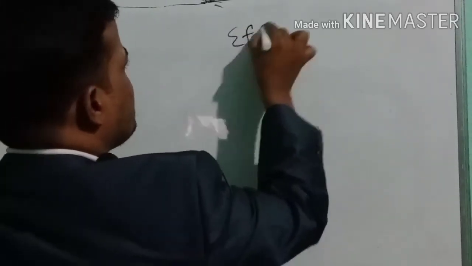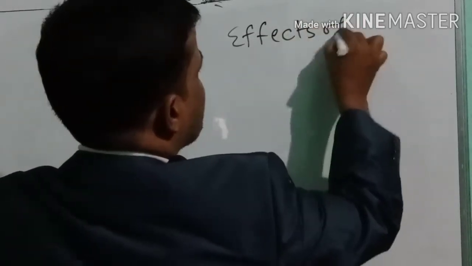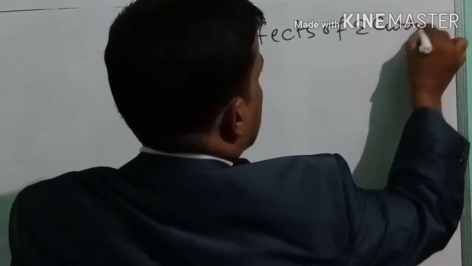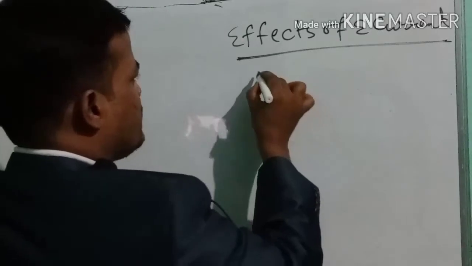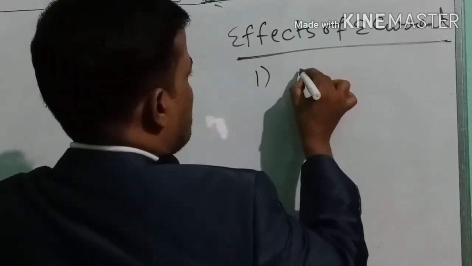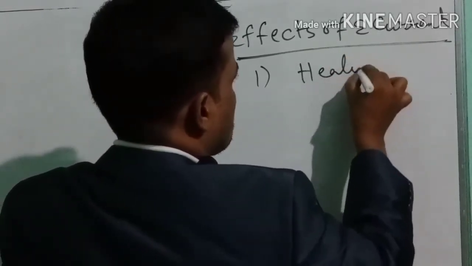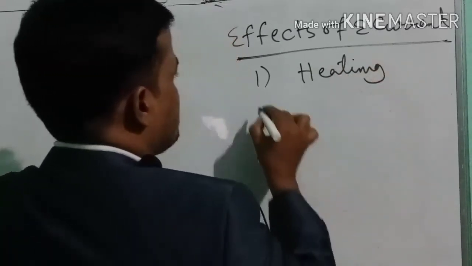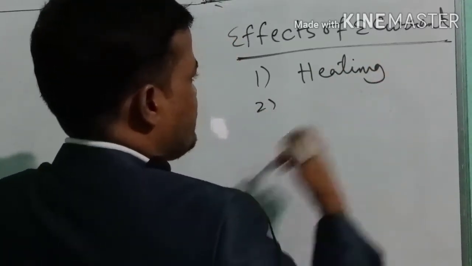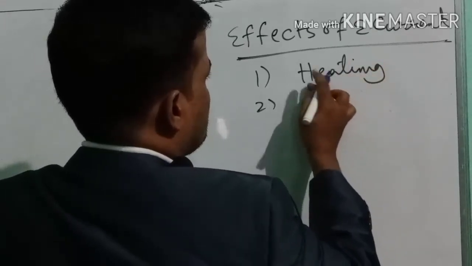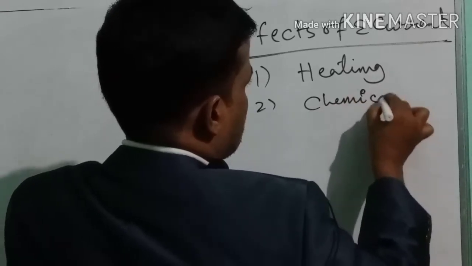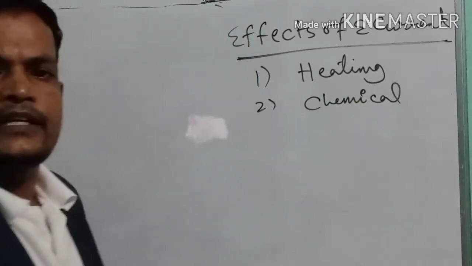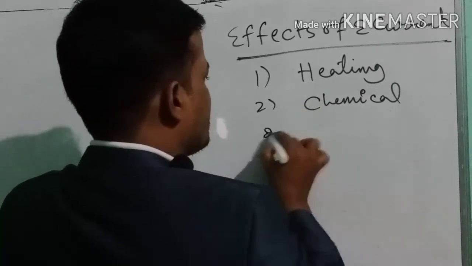Effects of electric current. Children, we know that what are the effects of electric current? What is the effects or application of electric current? We know that electric current has mainly applications. Number one is your heating effect. Next is your chemical effect. Then you can say lighting effect.